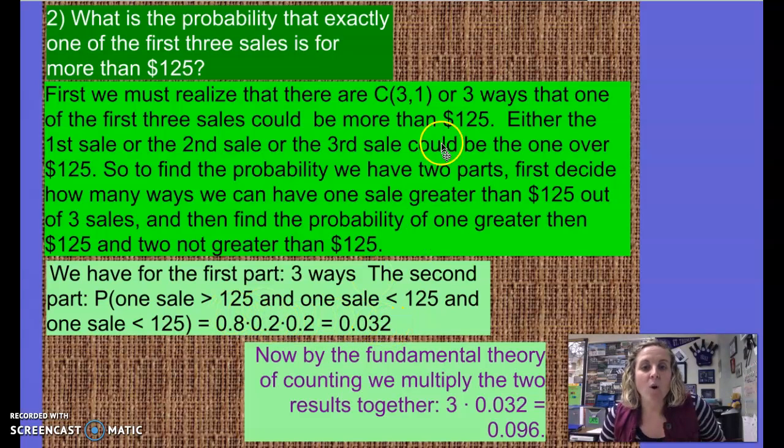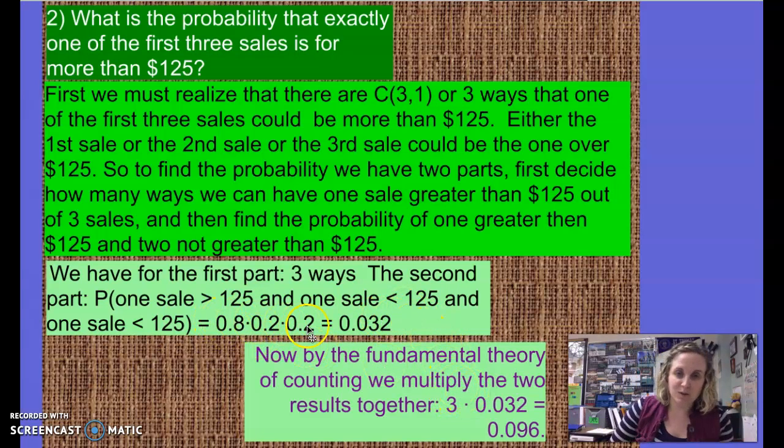However, order does not matter, so we have to multiply that by 3, saying that it could have been the first customer like we did here, or it could be 0.2, 0.8, 0.2, the second customer, or it could be the third customer, 0.2, 0.2, 0.8, but all of those are going to multiply to the same number. So we can just say there's 3 ways times 0.032. We have a 9.6% chance of one of the first 3 sales being greater than 125. So we always have to look at whether the order matters in these problems.